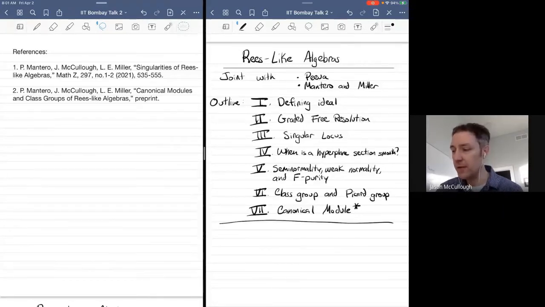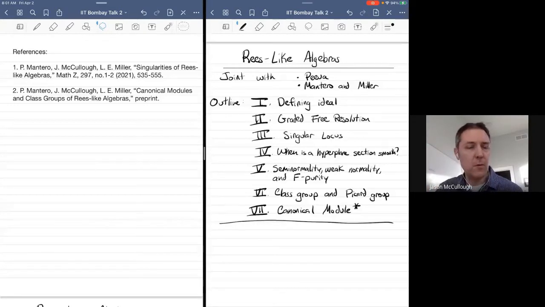So the goal for this week is to study these Rees-like algebras in a little more detail and say, all right, we know that they were an interesting machine for constructing counterexamples. What can we say about their geometry? What can we say about their algebra? Can we say anything at all beyond the fact that we know some of these basic invariants that you get from the free resolution? So the two main references are on the left.